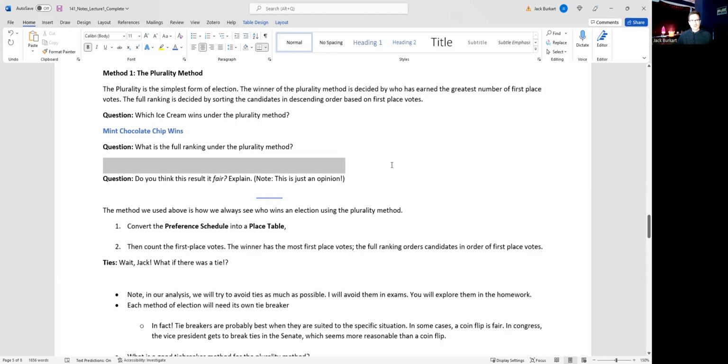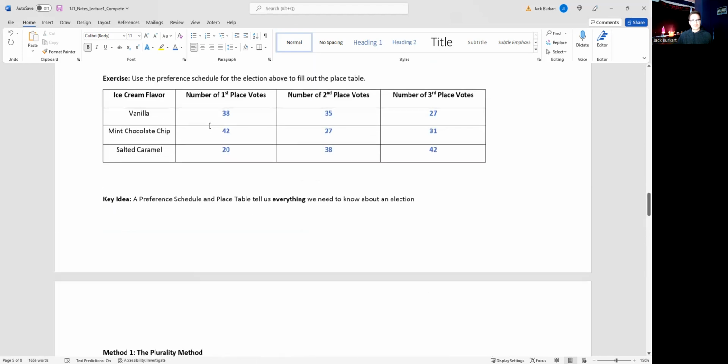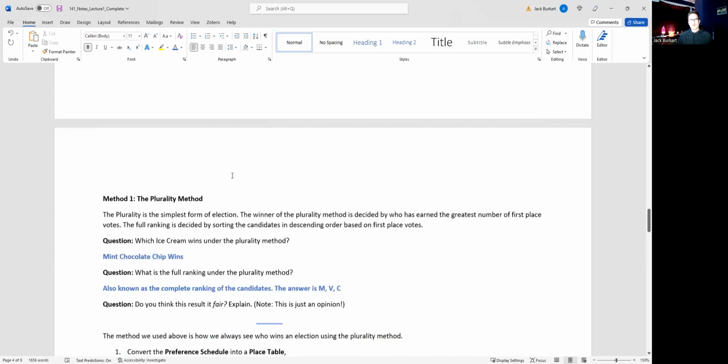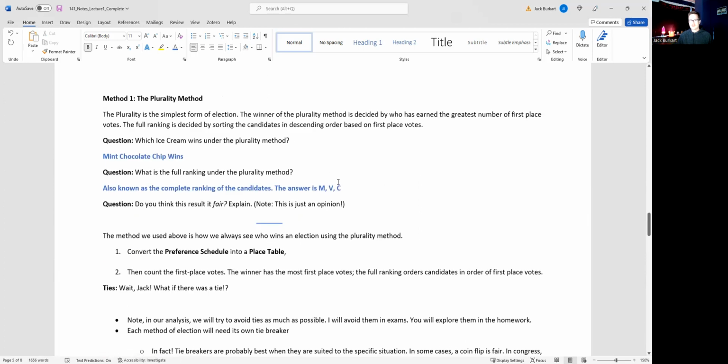Now, to get the full ranking of the candidates, also known as the complete ranking of the candidates, I'll use the abbreviations this time. The answer is first place goes to M, second place goes to V, and third place goes to C. Again, all I did was look at mint chocolate chip was first, the next most went to vanilla with 38, and then salted caramel got 20. So that's how we can give our first place, second place, and third place as the outcome. So that would be our complete ranking of the candidates.